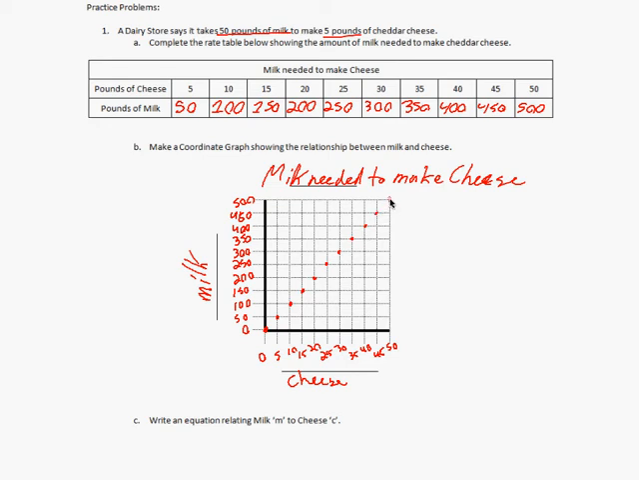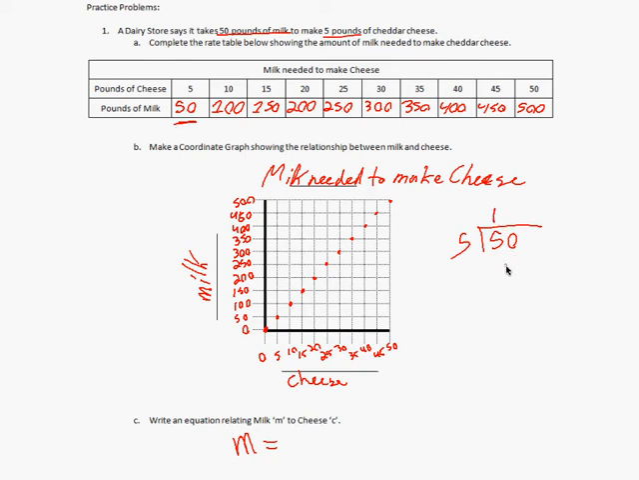Now, part C, write an equation relating milk to cheese. So pounds of milk needed to make some number of cheese. Now, we need a unit rate here. We cannot say 50 or 5. We need to divide. So figure out how many pounds of milk it takes to make 1 pound of cheese. I'm going to divide 50 by 5 to figure out how many pounds of milk per 1 pound of cheese.